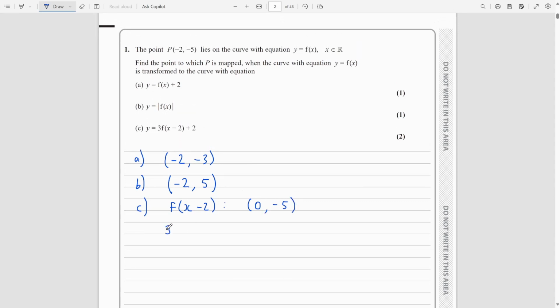Now, what happens if we then put the 3 on the outside? Well, that's a stretch of scale factor 3 in the y direction, so that's going to leave the x coordinate alone, and it's going to multiply the y coordinate by 3, so -15. And finally, the full transformation, the difference between the one I just got to and adding 2, well, that adds 2 to the y coordinate. So it'll leave the x coordinate alone, and it'll add 2 to the -15, making it -13. And so that's my final answer there.